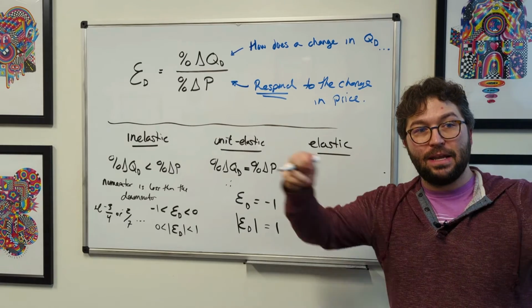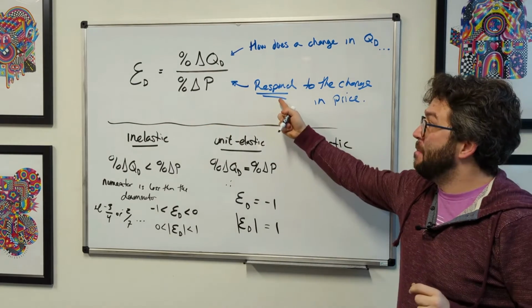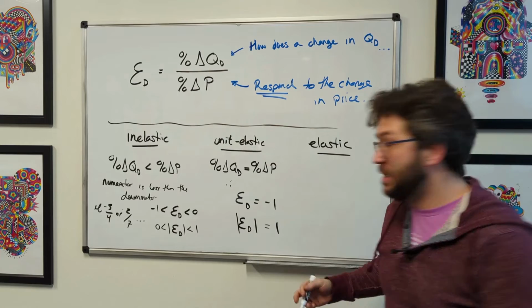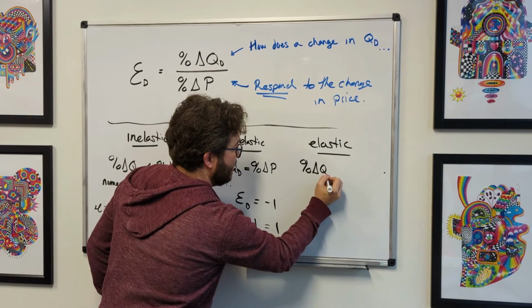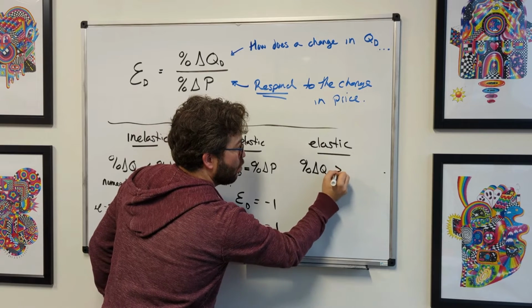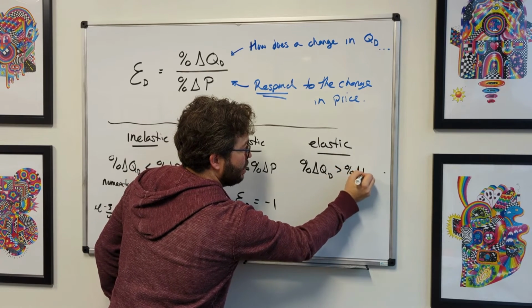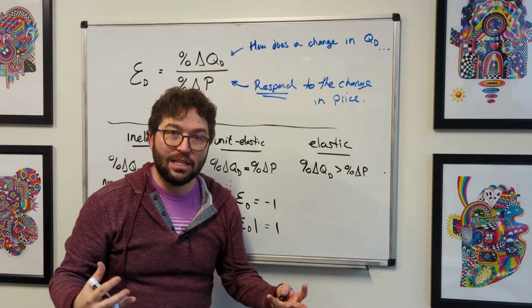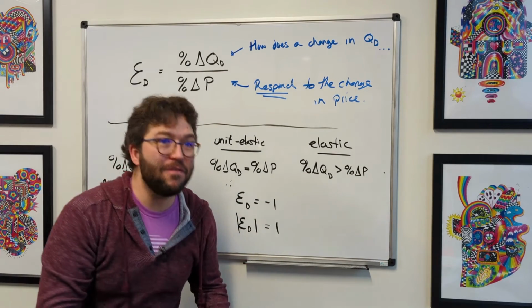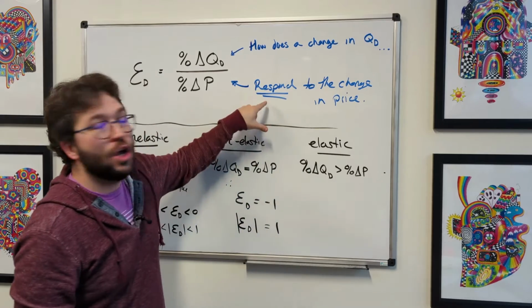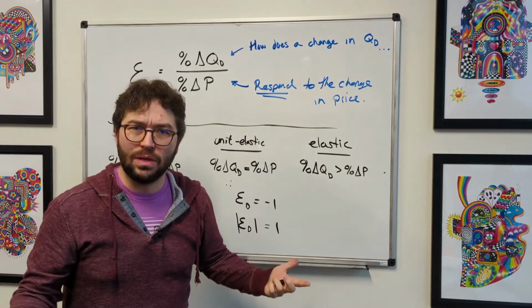Elastic, like a rubber band, it stretches a lot. It's a bigger response to the change in price. So we'd say the percentage change in the quantity demanded ends up being greater than that percentage change in price. So if the price goes up by 25%, the quantity demanded goes down by 50% or 75%. It's a big response. So what does that mean?